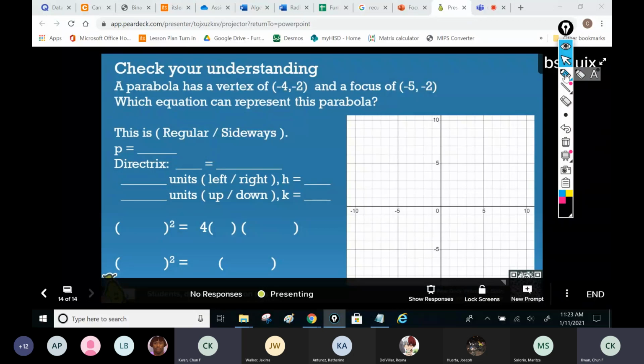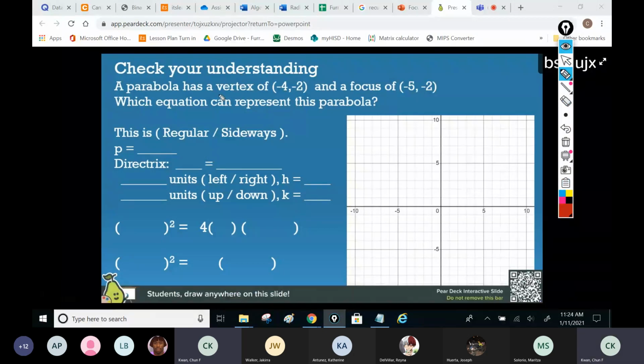So check your understanding. I'm giving you two pieces of information. Here's a vertex. Here is the focus. So right away, find them and then label them. Use these two to find any missing information. Figure out the orientation. Is it regular, up and down, or is it sideways, left and right?